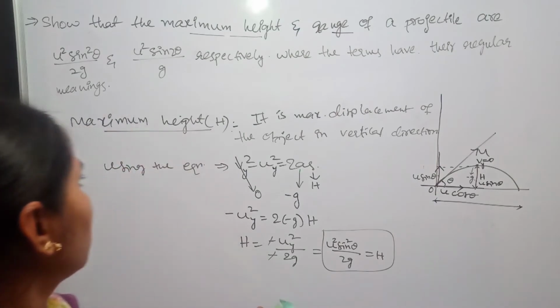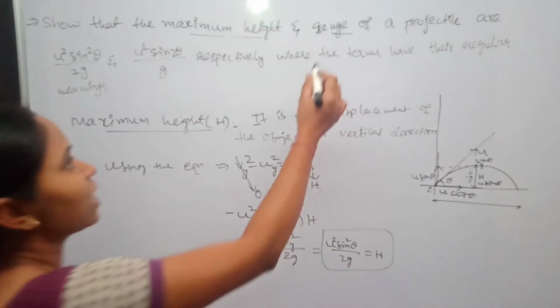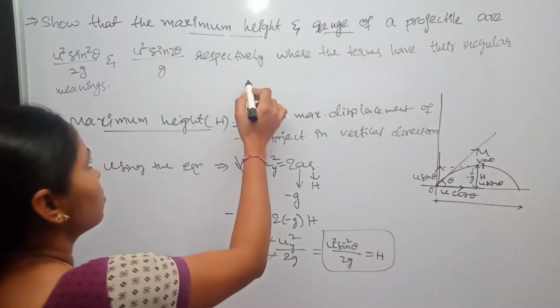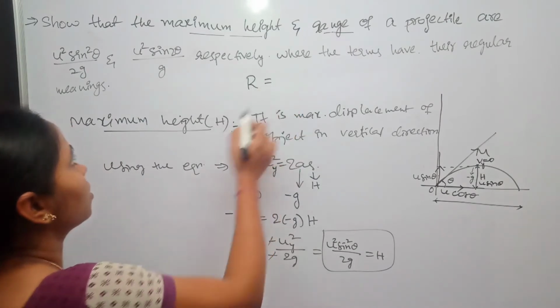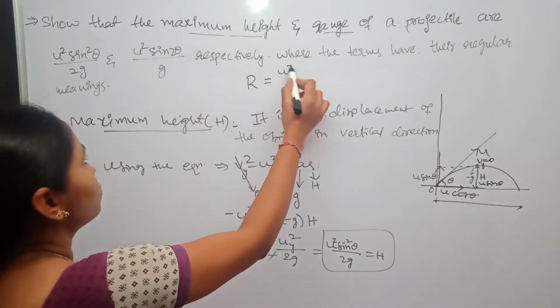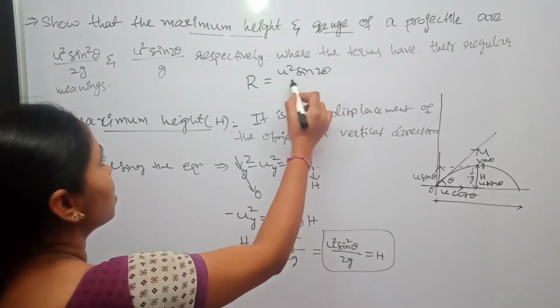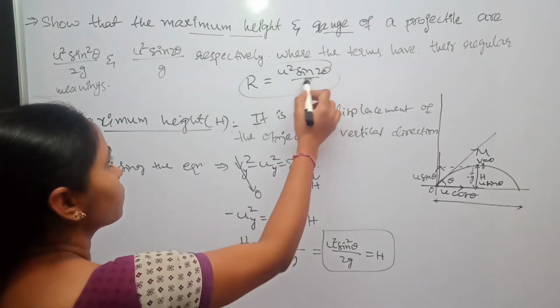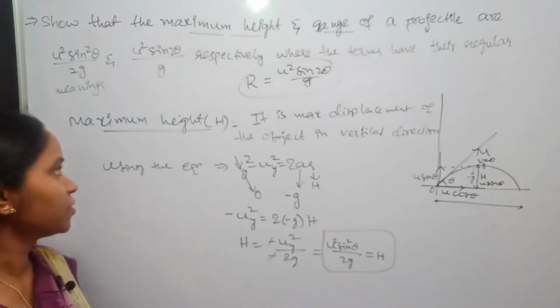Okay, and what we have to find next? We have to find out this range, which is denoted with capital R. Range is equal to u square sin 2 theta by g. We have to prove this. Okay, let's see.